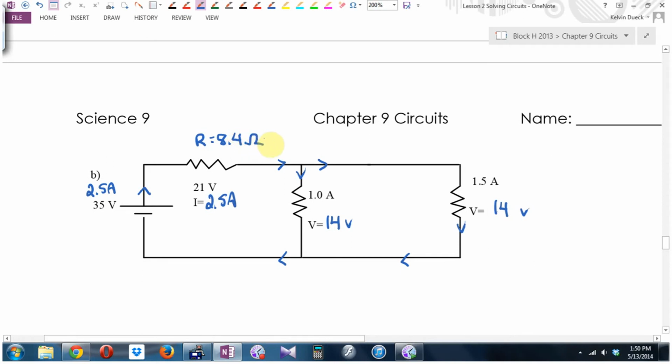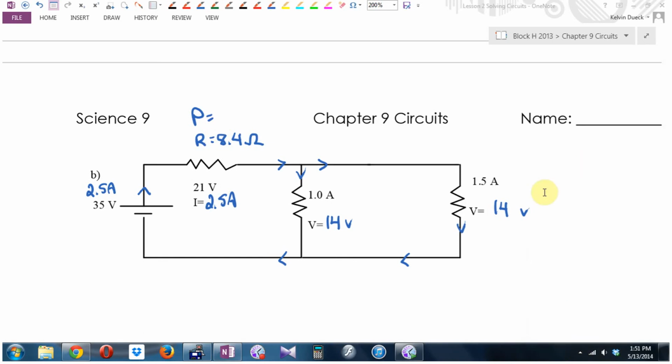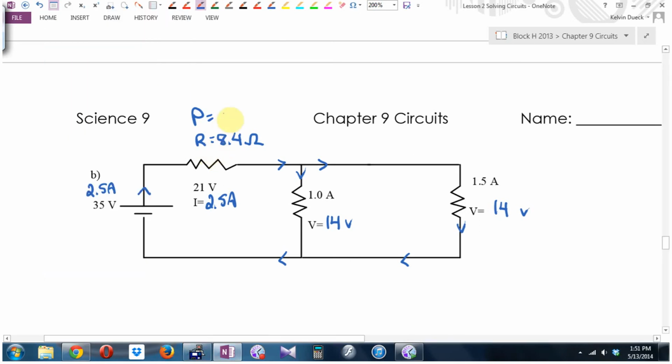I can tell you what resistor that has to be. Not only that, if that's a light bulb, I can tell you how many watts it is. How can I find power? From your pink sheet. Yep. V times I. So I can tell you how many watts are in this light bulb if I go V, 21, times I, 2.5. This is a 52.5 watt bulb.